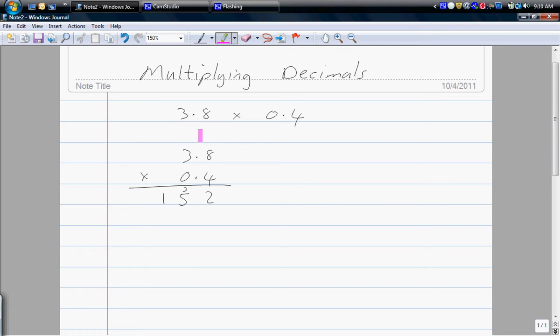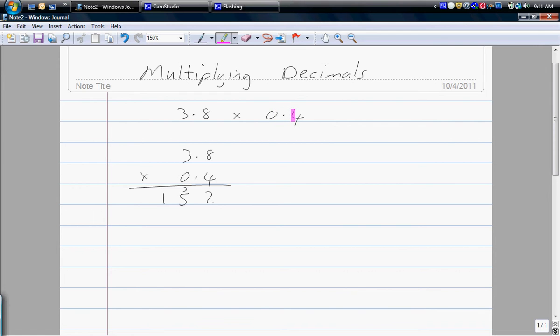Now, a common mistake is that students sometimes get mixed up with adding and subtracting, and they just put the decimal point in the same column. This is wrong. There are two ways to work out where to put the decimal point when you're multiplying. One is just to think about the numbers. So we've got 3.8 times 0.4.